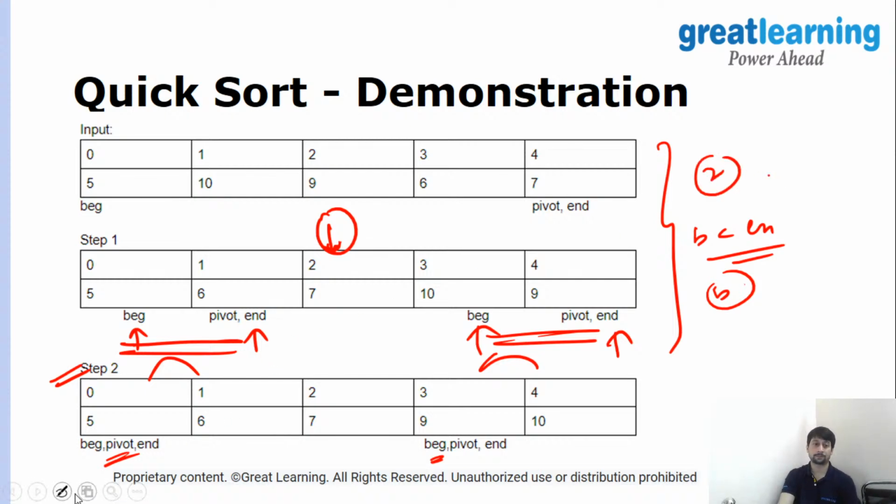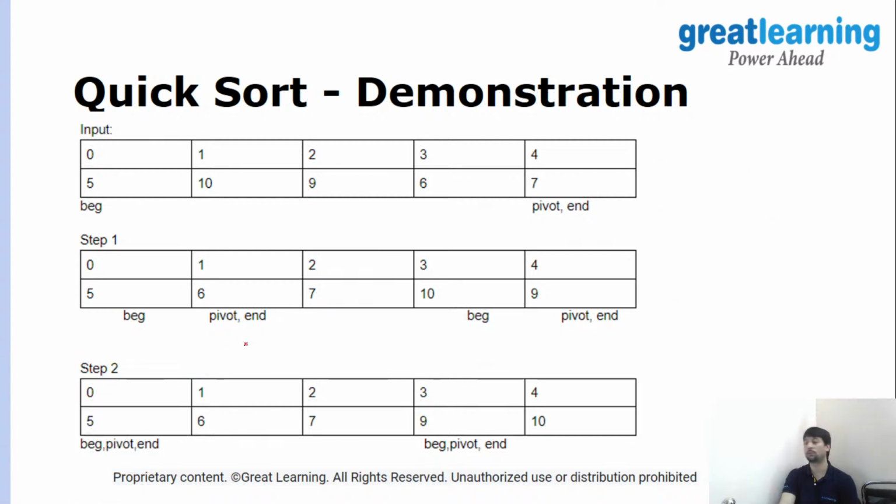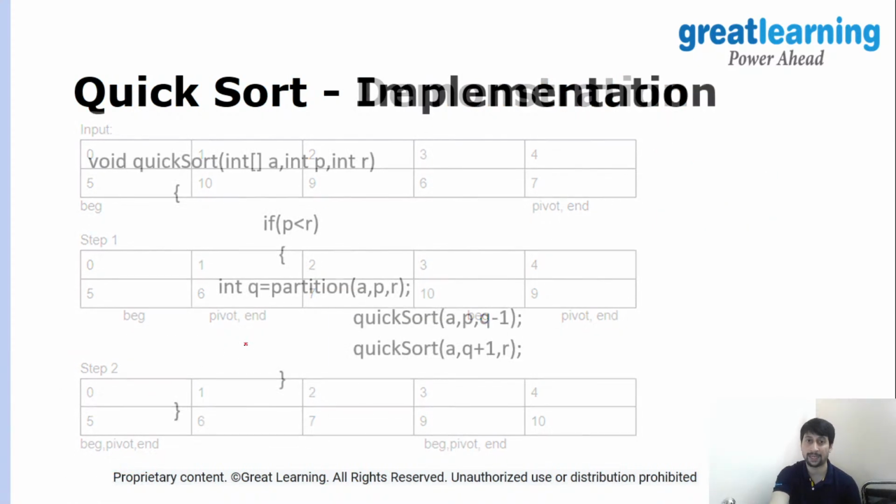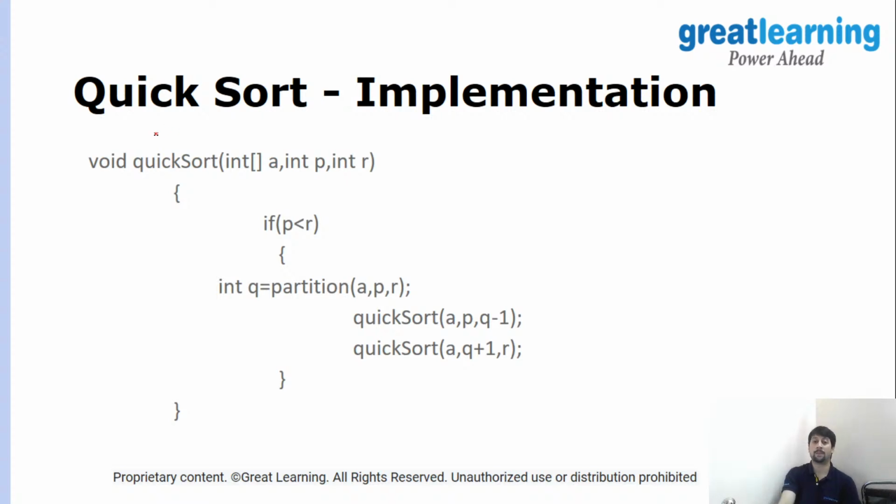Okay, is this thing clear, guys? I know you need to reiterate through the algorithm again and again. You see, this is the implementation of quick sort. Quick sort is over here. You have the array, you have P, the beginning index, and R, the ending index. This is your beginning and this is your end.